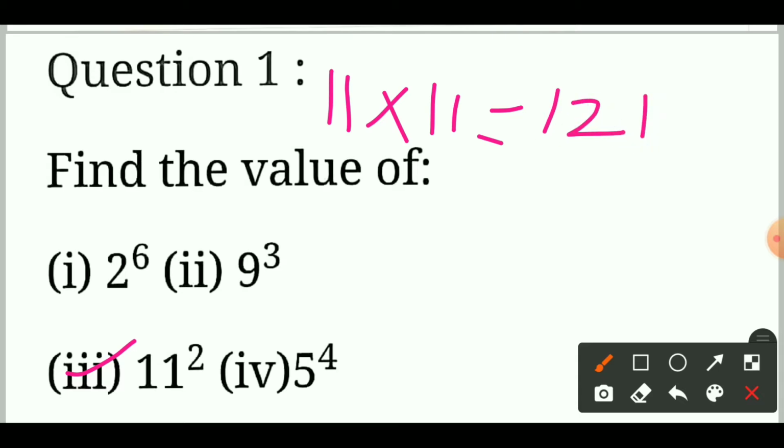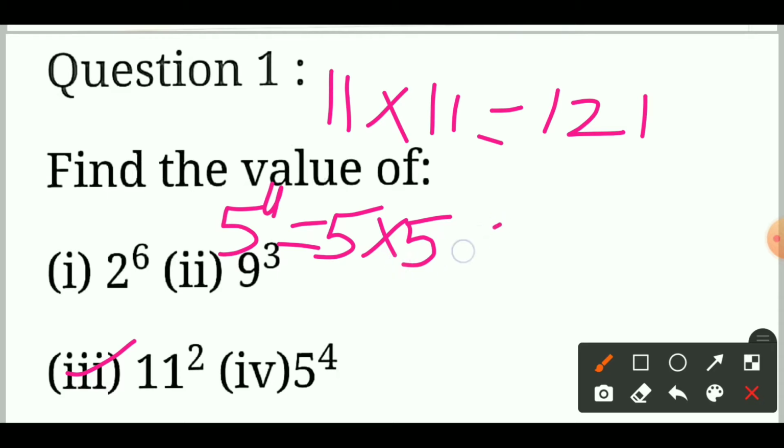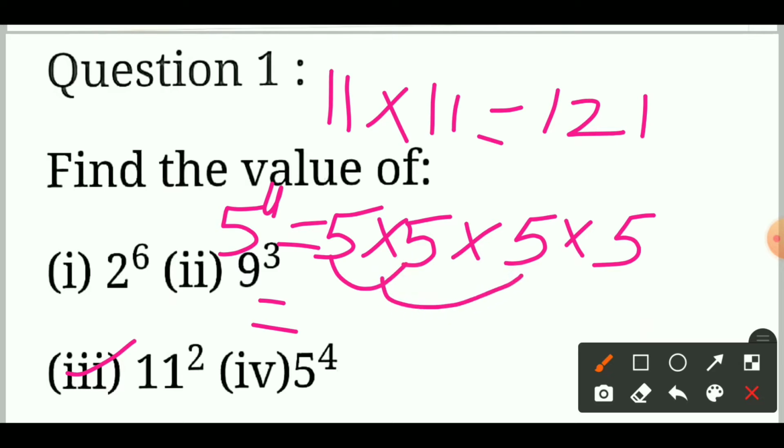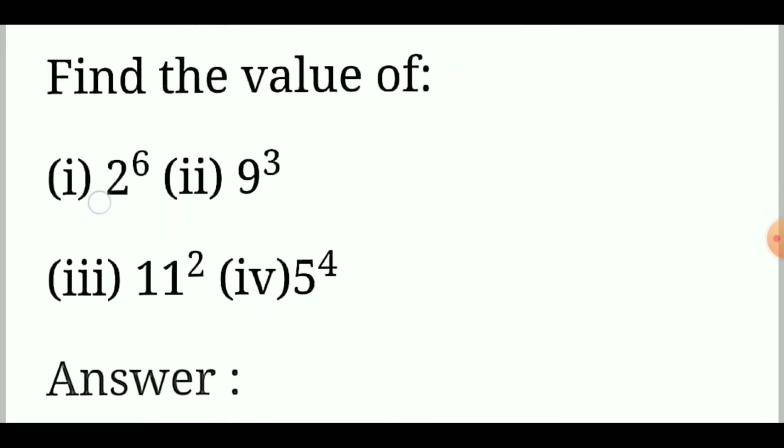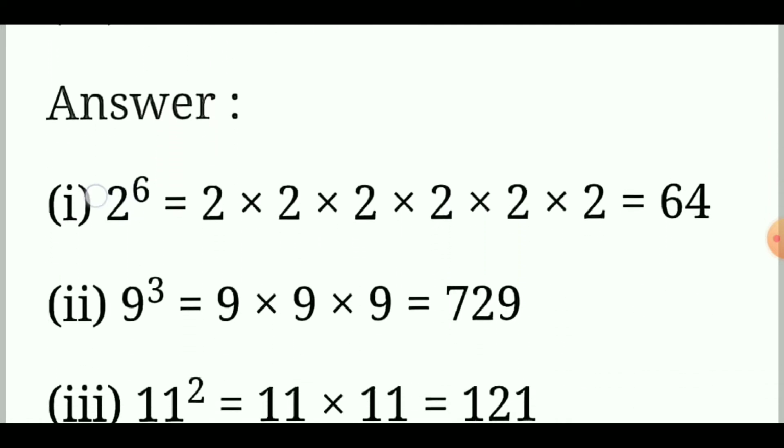Okay, then 5 raised to power 4, which is equal to 625. 5 into 5 into 5 into 5. 5 fives are 25, 25 fives are 125, and 125 fives are 625. Okay, see how you have to write in your copies.